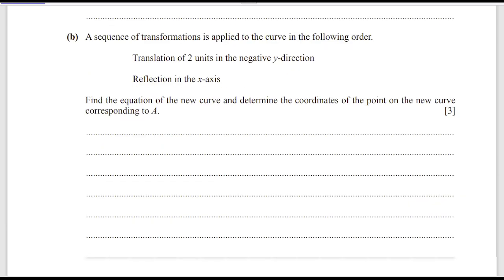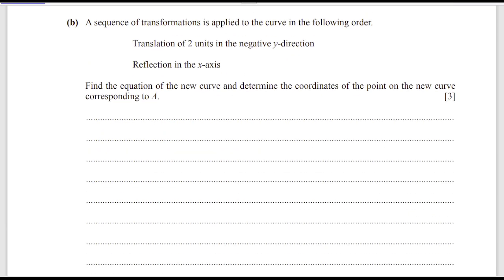Now part B. A sequence of transformations is applied to the curve in the following order: translation of 2 units in the negative y direction, then reflection in the x-axis. Find the equation of the new curve and determine the coordinates of the point on the new curve corresponding to A. So basically there are two parts of this question. The first one is to translate the given curve 2 units downward.